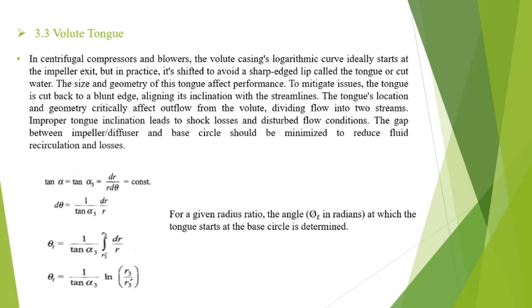tan alpha is equal to tan alpha 3 is equal to dr by r d theta is equal to constant. d theta is equal to 1 by tan alpha 3 into dr divided by r. For a given radius ratio, the angle theta t in radians at which the tongue starts in the volute base circle is determined. Theta t is equal to 1 by tan alpha 3 into ln R3 divided by R3.